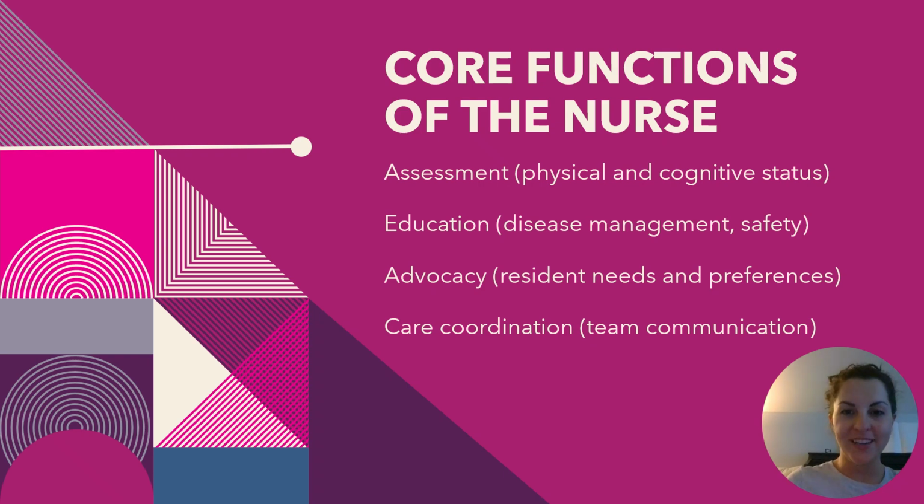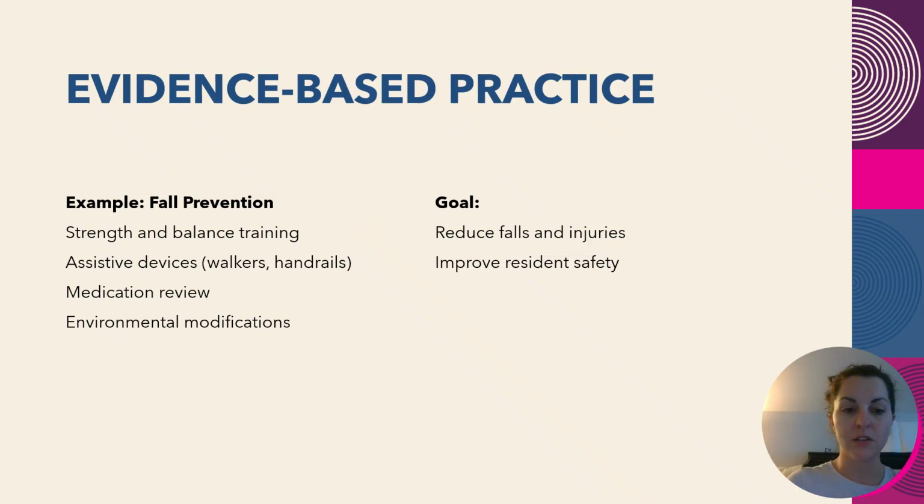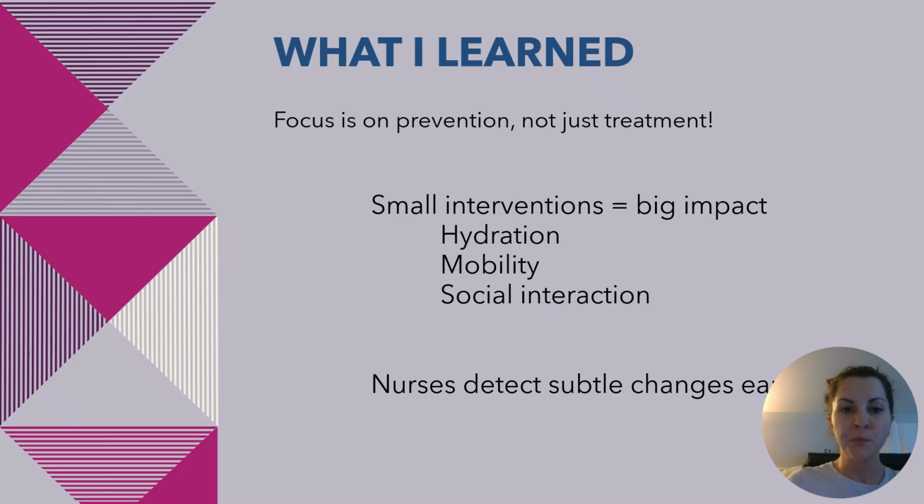Care coordination involves communication with families, providers, and other healthcare professionals. Connection with families is huge. Evidence-based practice is essential in reducing risks and improving outcomes. One key example is fall prevention. Research supports interventions such as balance and strength exercises, proper use of assistive devices, and medication review. Environmental modifications like improved lighting and removing hazards also reduce fall risk. These strategies are widely supported in clinical guidelines and research.